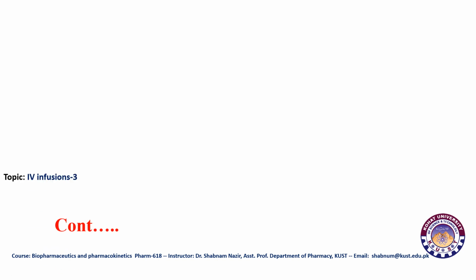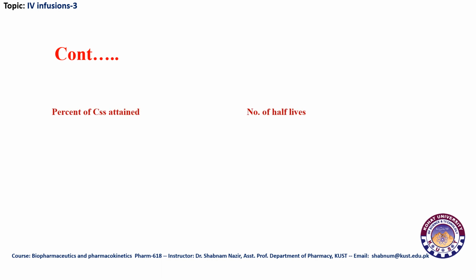So let's talk about the concept of how the time required to reach a certain percentage of the steady state can be calculated. You can see that we have the percent of steady state attained, and then the number of half-lives. Each percentage of a steady state is associated with a certain number of half-lives.